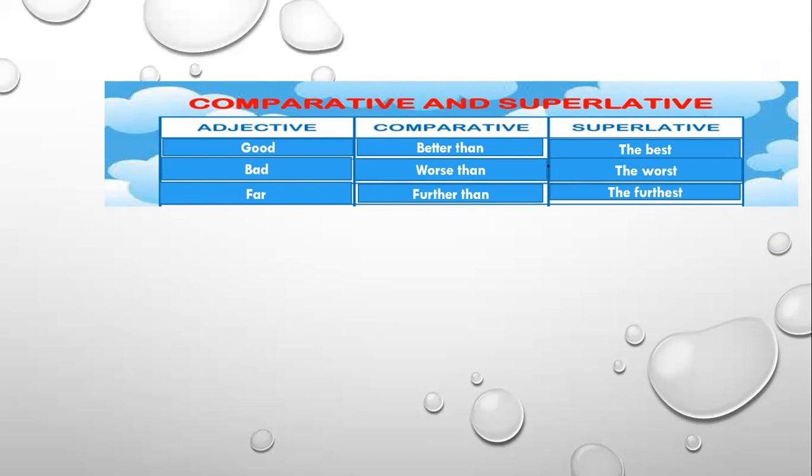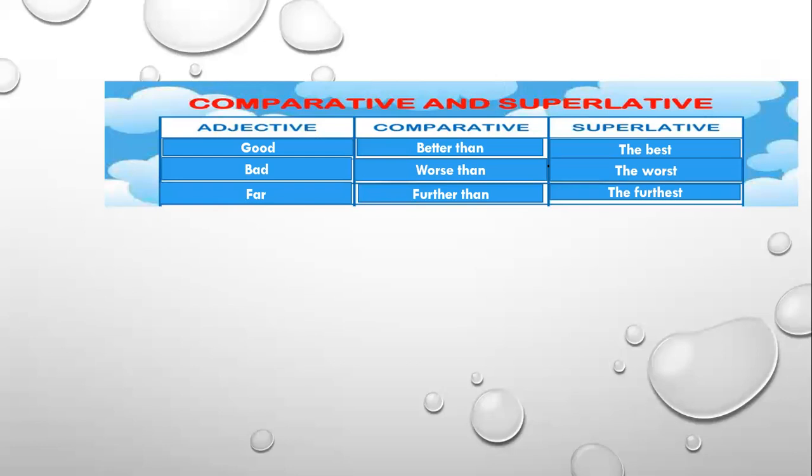What about bad? Worse than, the worst, excellent. Far, further than, the furthest. وهون notice يا تامن إنه ممكن تستخدمها برضو farther than, the farthest. يعني ممكن يا مس تخليها بالA أو بالU.